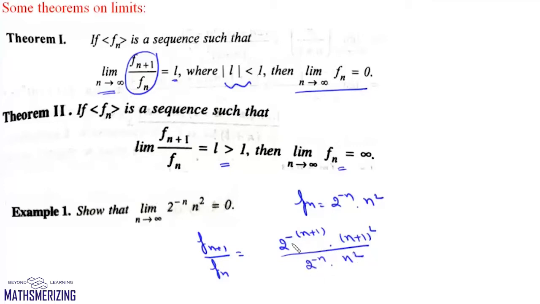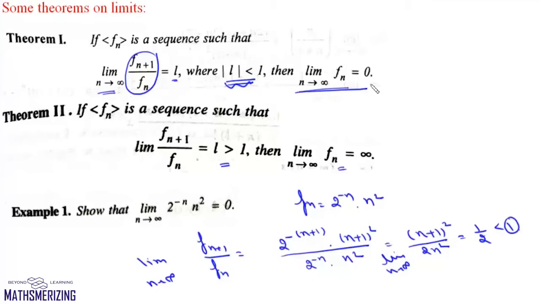Now 2 to the power minus n will cancel, so we can write this as (n+1) square upon 2n square. Now we take this limit as n tends to infinity, this limit will be simply 1 by 2, which is less than 1. So if mod L is less than 1, then the limit as n tends to infinity of fn will be 0. That means the limit of fn, which is 2 to the power minus n into n square, will be simply 0. And this is how we prove such questions.